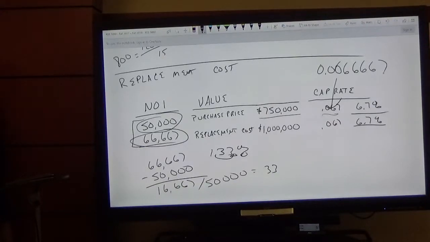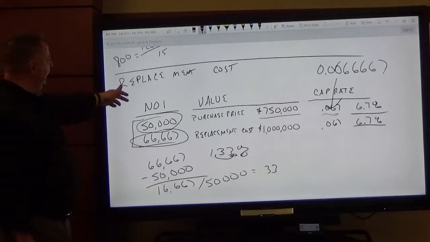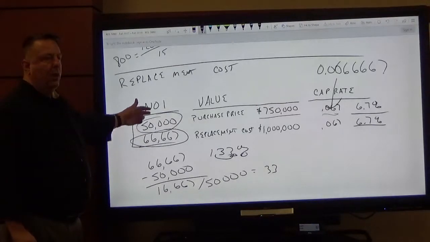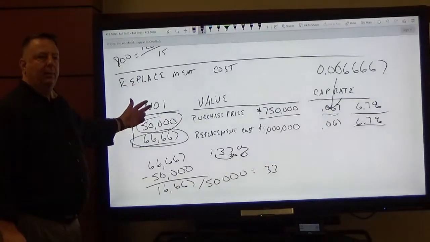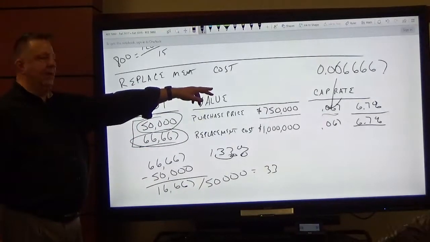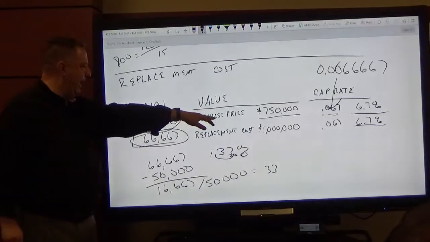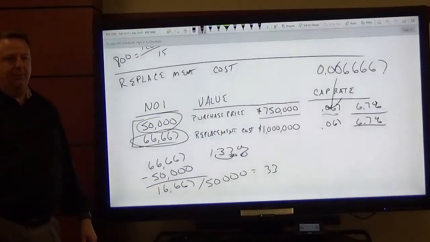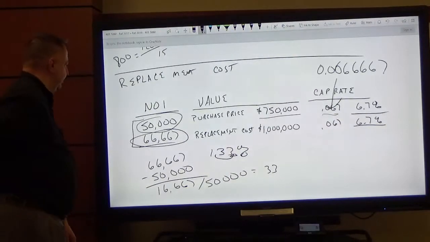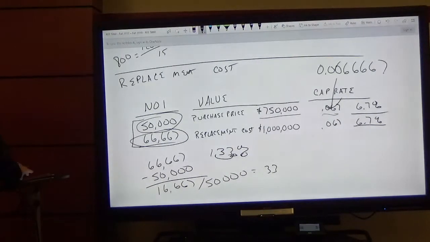Can you repeat the last question you asked to that problem? Okay, so all I was saying was, what would need to be the increase in your NOI or your rental income to be able to maintain the same overall return or cap rate, assuming that you paid the $1 million replacement cost? Thank you. Okay? All right, moving forward.